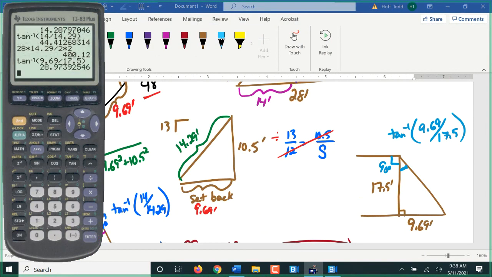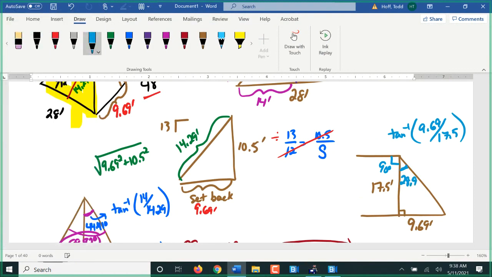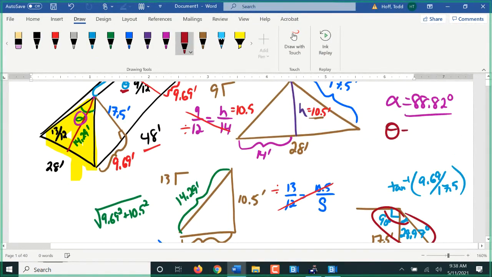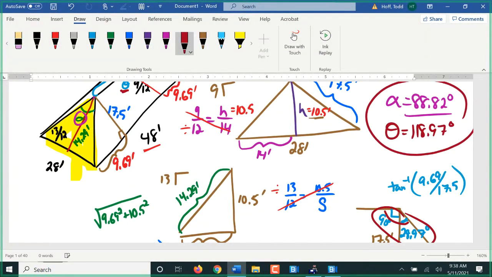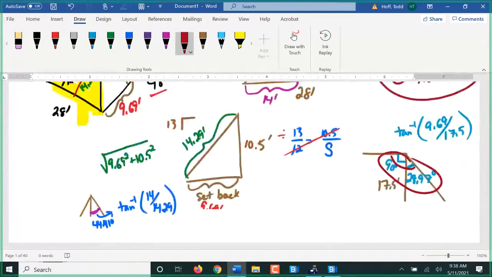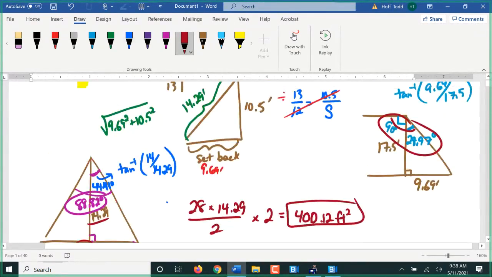Here's 28.97 degrees. So if I add those two angles together, I get theta, the full angle there, which is 118.97 degrees. So I found my angles, I found my ridge, my D. Now I just need to finish off the area by finding the area of that trapezoid.